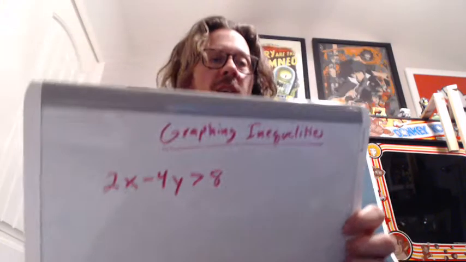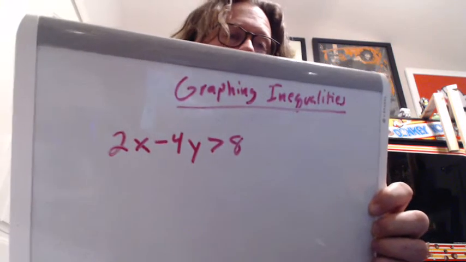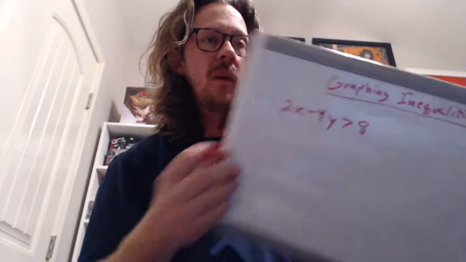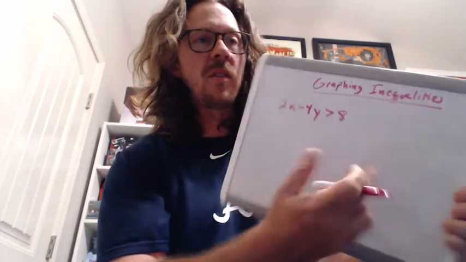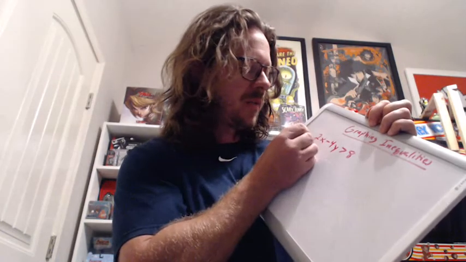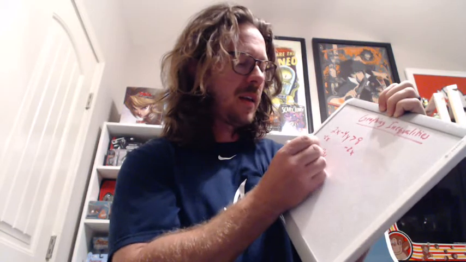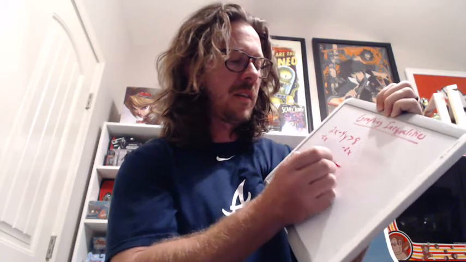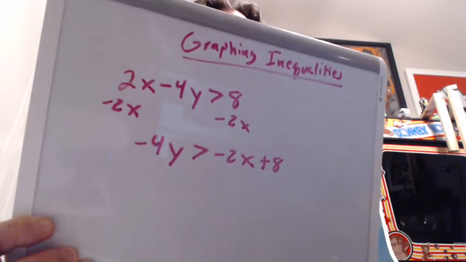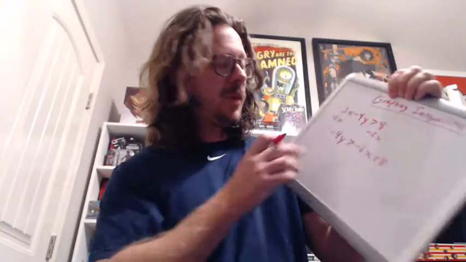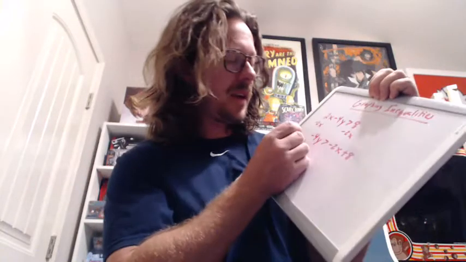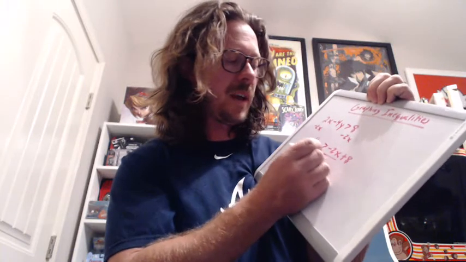So first thing we want to do is we want to isolate that y because you kind of want it like y equals mx plus b. So here's what you should do, okay? If you want to isolate that y, I'm going to subtract the 2x over first. So if you subtract the 2x from both sides, you get -4y is greater than -2x plus 8. And then what you want to do is you want to divide by -4, okay? So you divide by -4, everything by -4.